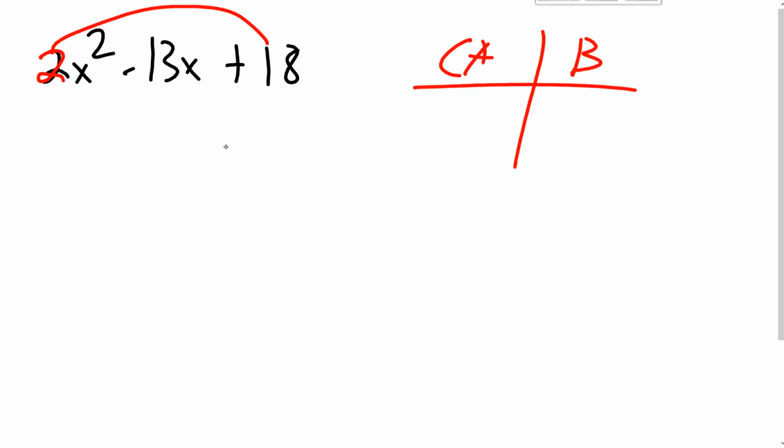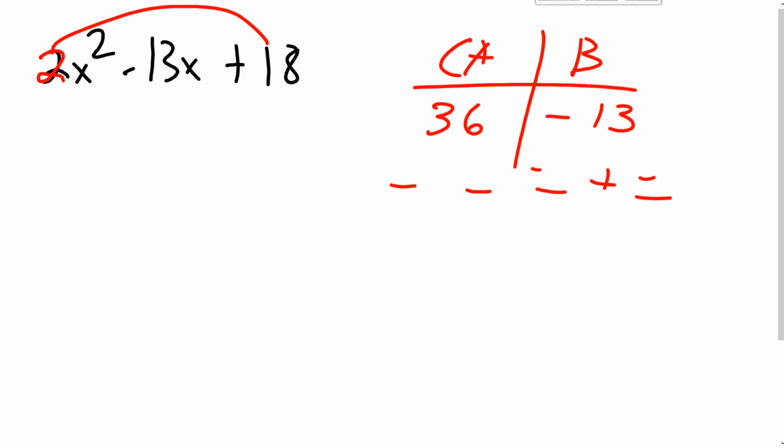Okay, so 2 times 18, that's a positive 36. So my factors are either both going to be positive or both going to be negative. Because that's positive, I'm going to add up to my b, and my b is negative 13. Because that's negative 13, that tells me both my signs are going to be negative. So something that adds up to 13 and multiplies to 36.